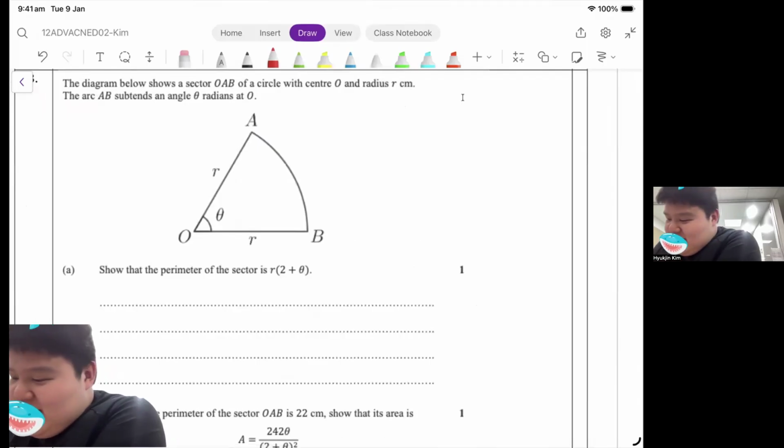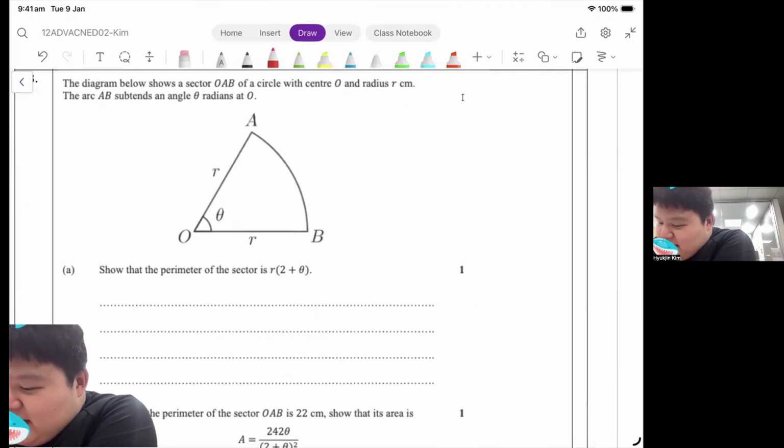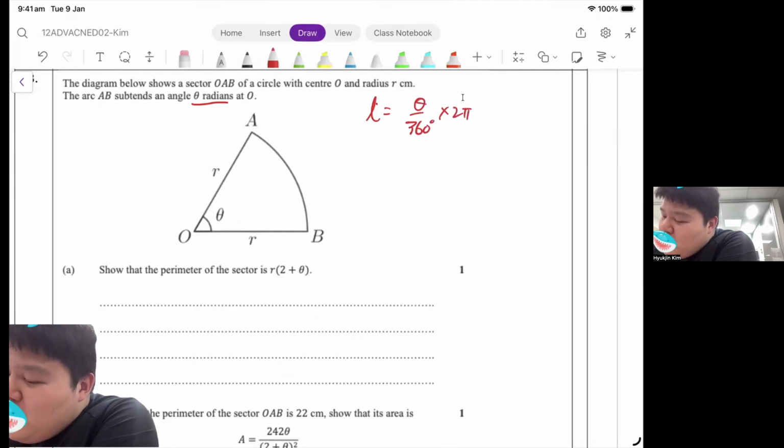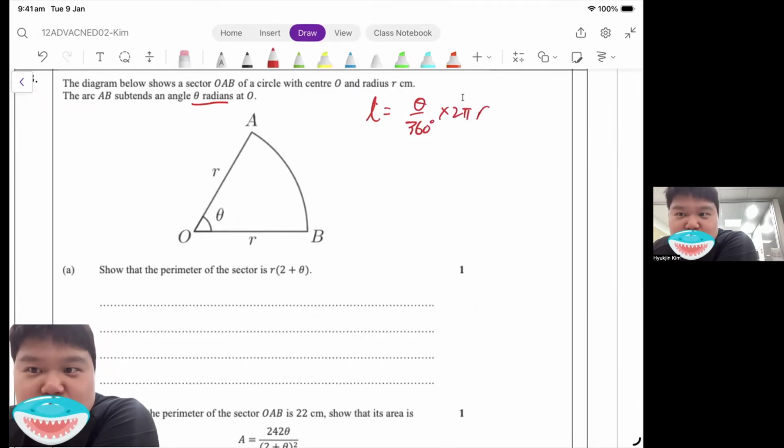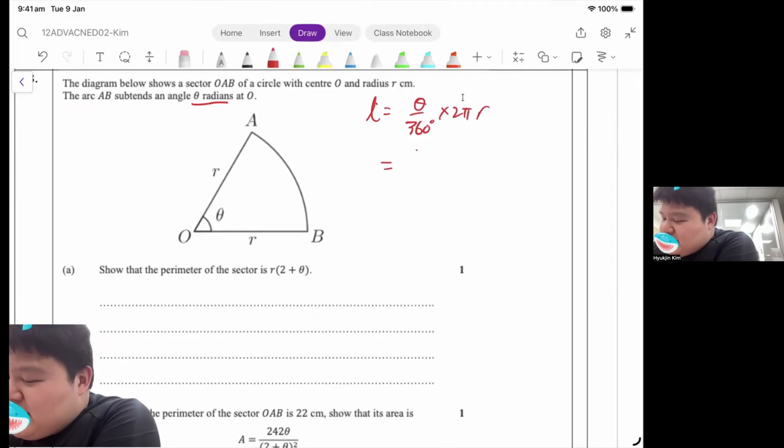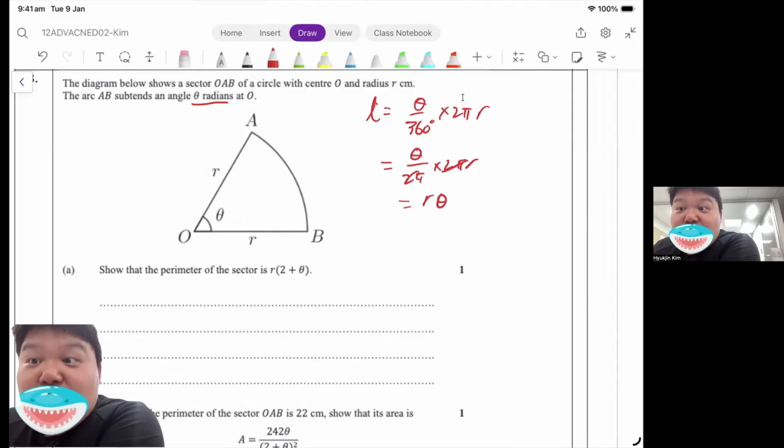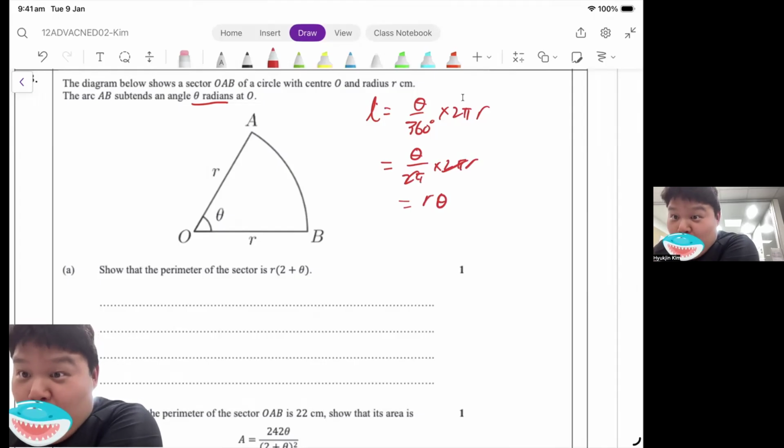Oh, guys. What do I notice? Oh, theta is in radians. On your formula sheet, you will be given this formula. But obviously, we know that this is in degrees. You can actually just replace it into theta over 2 pi times 2 pi r. Boom, and then you get r theta. But also, that is just the formula you can assume. You do not have to show that anymore. You should have learned it in year 11 when I wasn't teaching you guys.